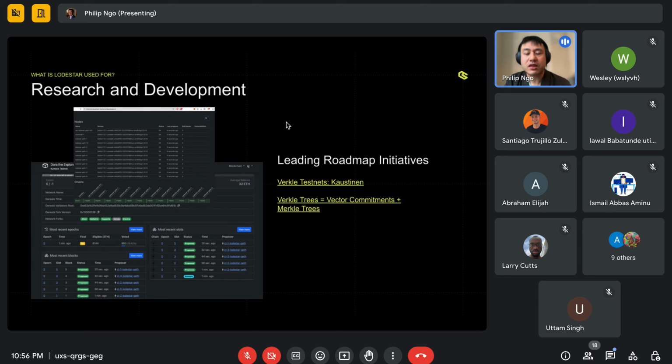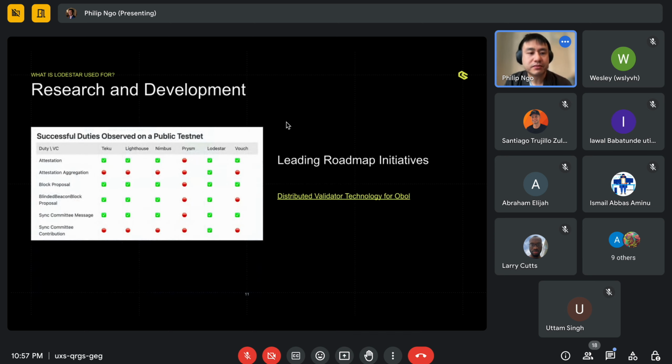So we're leading initiatives such as Verkle testnets as a good example. So down the road, hopefully within the next year or 2 years, Ethereum will hopefully migrate from a Merkle Patricia tree over to a Verkle tree. And being able to do these things requires quite a bit of effort, involving research, involving implementations. And what we're really good for here at Lodestar is actually being able to implement these proofs of concept pretty quickly for R&D testing. So that's a good use case for Lodestar.